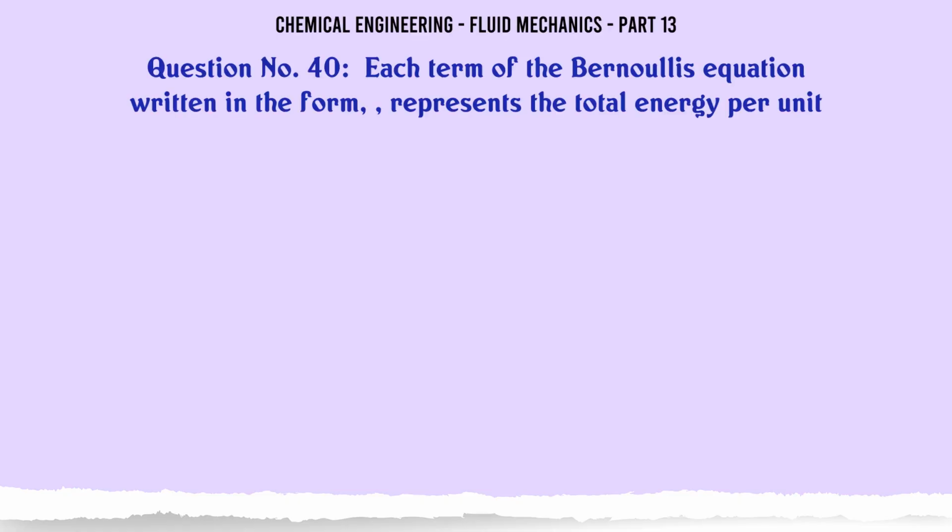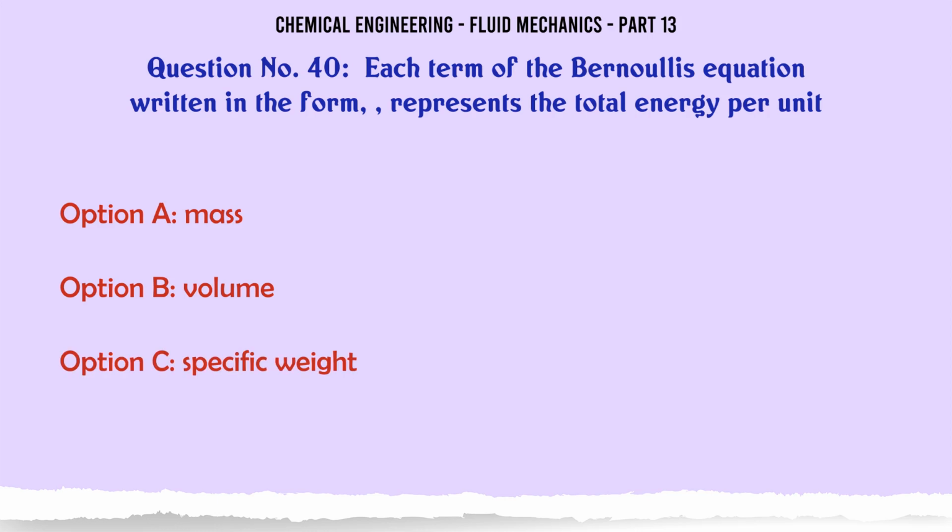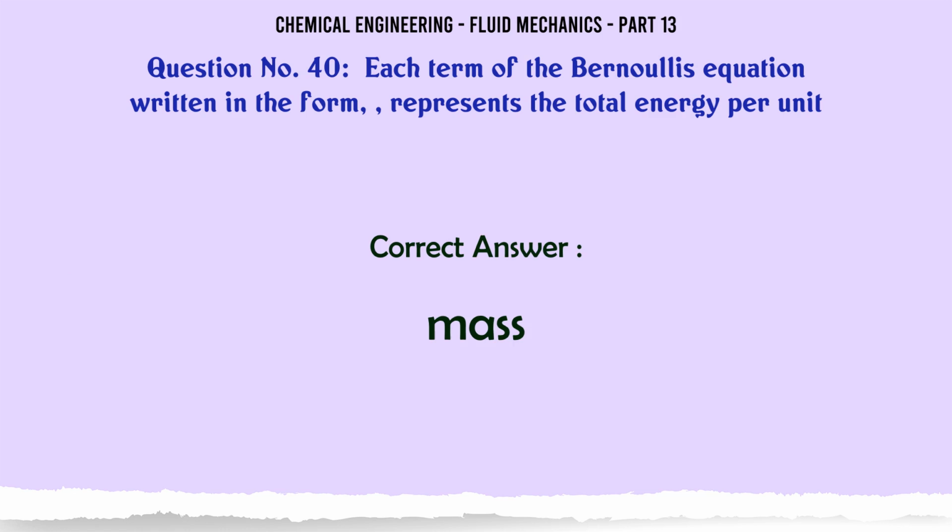Each term of the Bernoulli's equation written in the form ___ represents the total energy per unit A. Mass. B. Volume. C. Specific weight. D. None of these. The correct answer is mass.